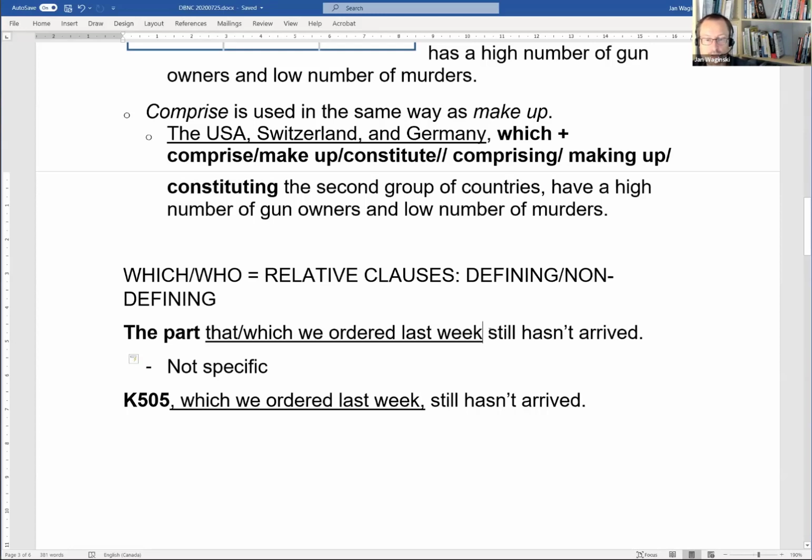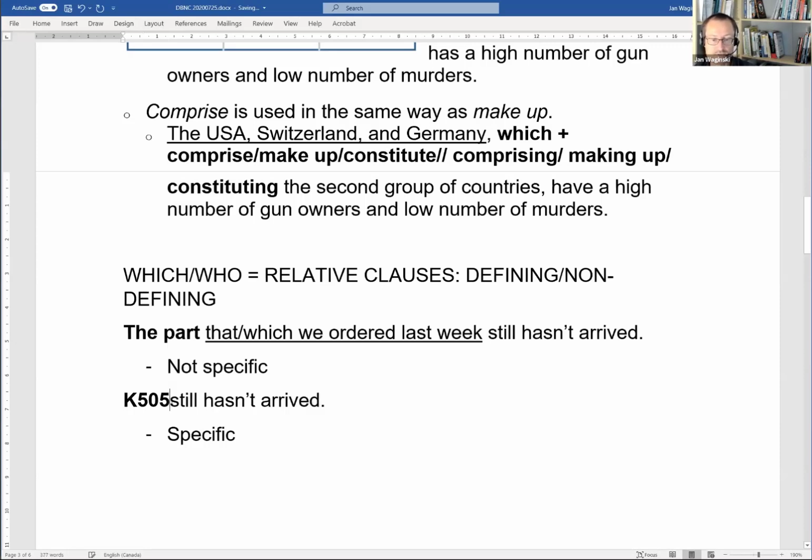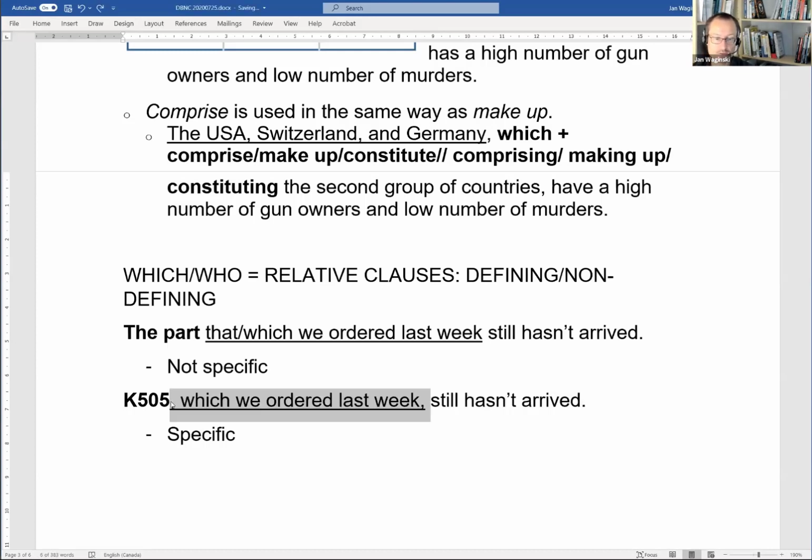So here's the general rule. If you delete the information in the relative clause, it's not clear what you're talking about. The part still hasn't arrived. Which part? Okay, the part that we ordered last week, the part which we ordered last week. Whereas in the second sentence, K505 is already specific. This business here is an extra detail. So if I say K505 still hasn't arrived, you know exactly what I'm talking about, even without that info. The relative clause is an extra detail.